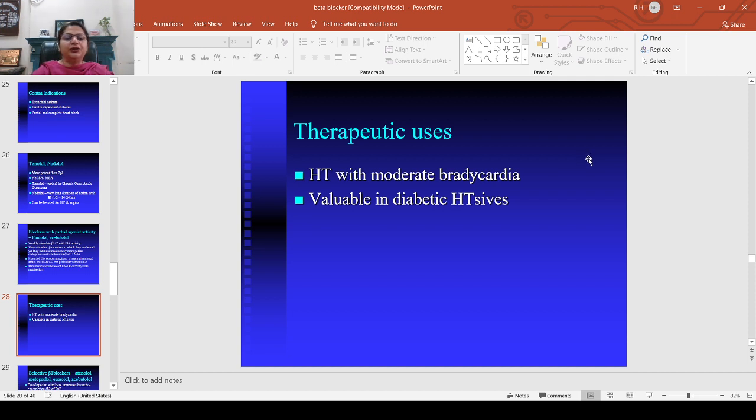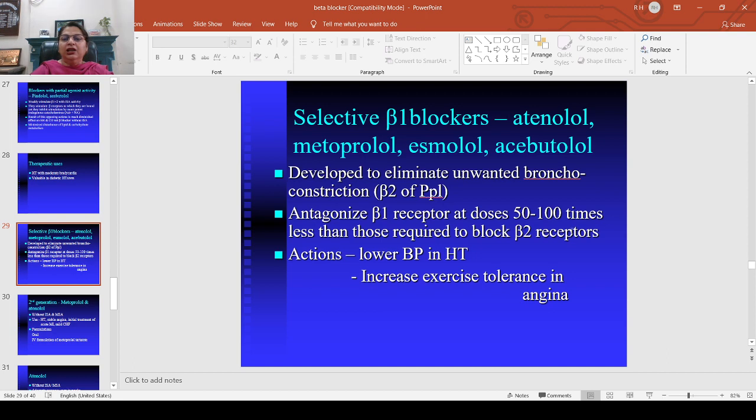Therapeutically, these drugs are used in hypertensive patients with moderate bradycardia, and they are also valuable in diabetic hypertensive patients. Now coming on to selective beta-1 blockers like atenolol, metoprolol, esmolol, acebutolol. They have been developed to eliminate the unwanted bronchoconstriction, that is beta-2 receptor activity of propranolol.